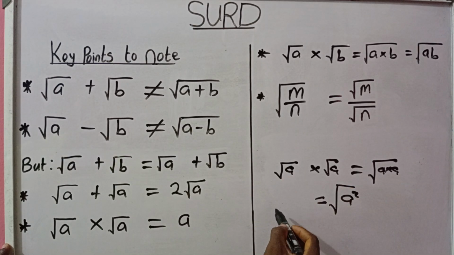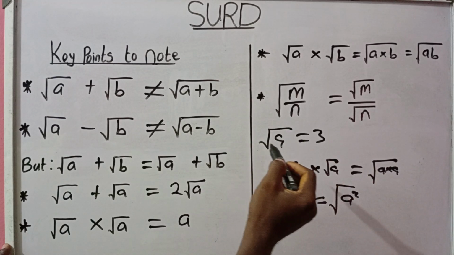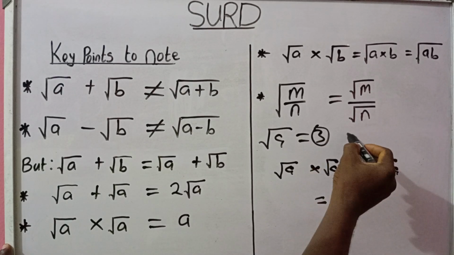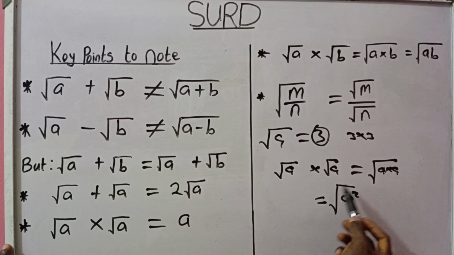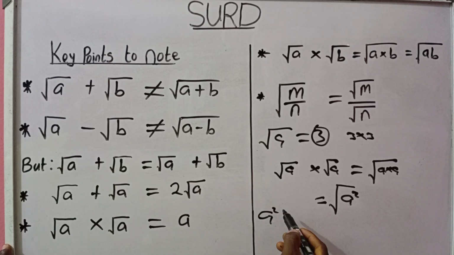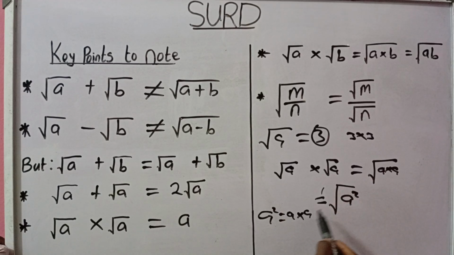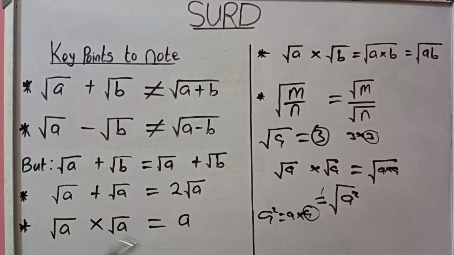Recall when I did something like this, I said root 9 is equal to 3, right? Why do I say so? Because I can equally say 3 multiplied by 3 gives me 9. So I want to explain how I got this A. As I have this A squared, it also means A multiplied by A. A multiplied by A will give us A squared. So for this reason, I can equally say that the square root of A squared will give us A, just like the square root of 9 will give us 3. I hope this is getting interesting.